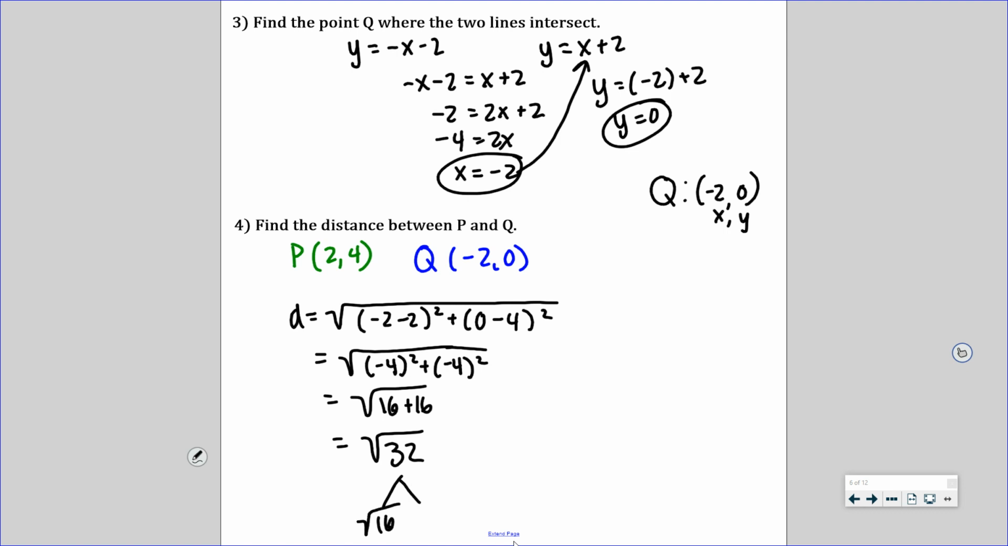All right, the biggest square root that goes into 32 is 16 times 2. So this, in reduced radical form, is 4 root 2. Did somebody get this as a decimal? 5.66. Can I get a second? You got that? You did? Yeah? Okay, thank you. 5.66 units.